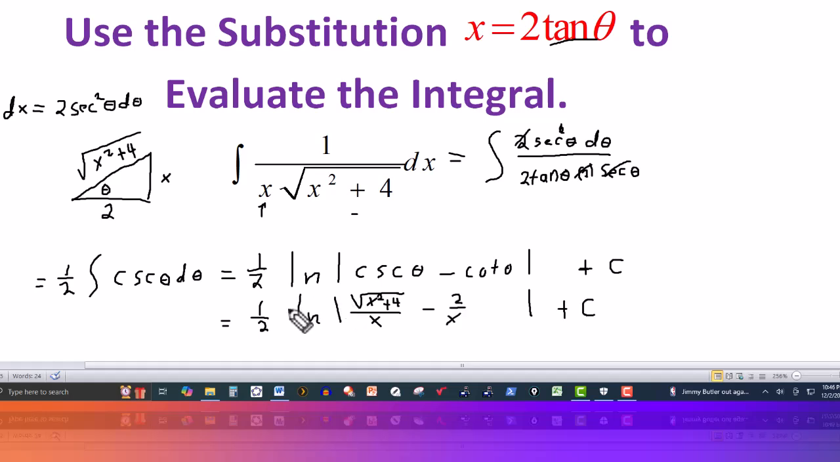So the final answer is 1/2 natural log of the absolute value of the square root of x squared plus 4 over x, minus 2 over x. And since we have the same denominator here, I could put this over x, and this will be a minus here. Absolute value of the square root of x squared plus 4 minus 2, over x. And that's your final answer here.